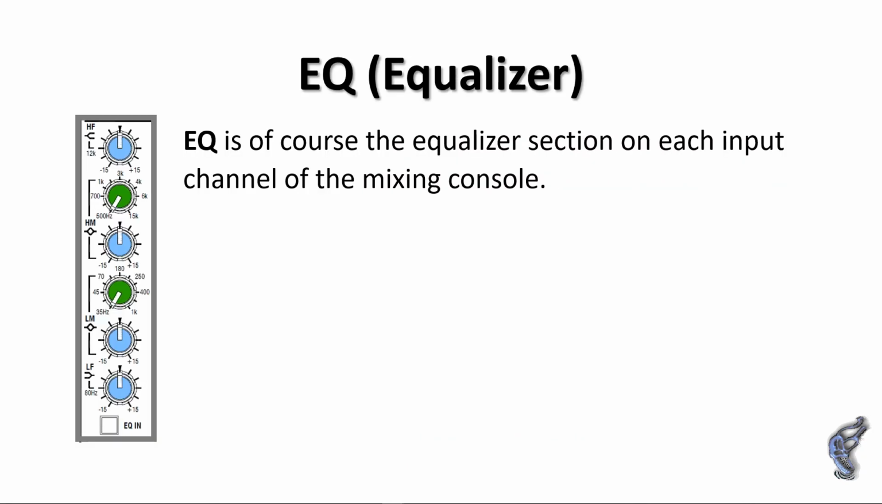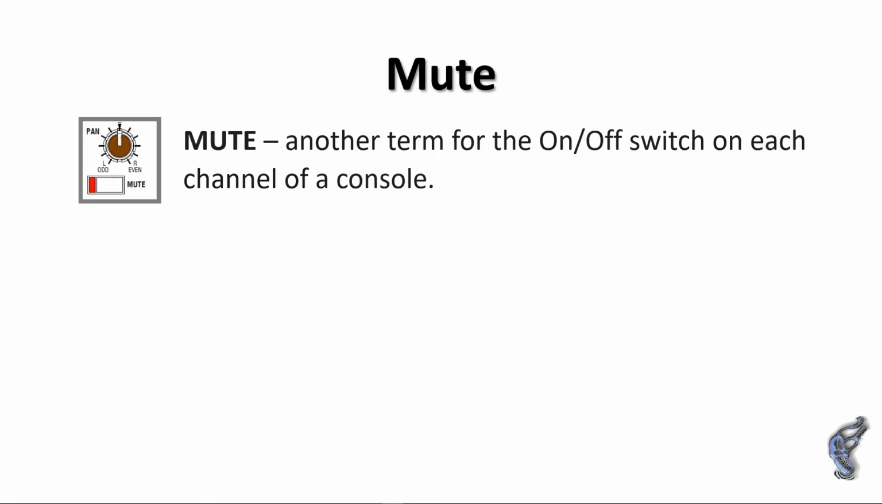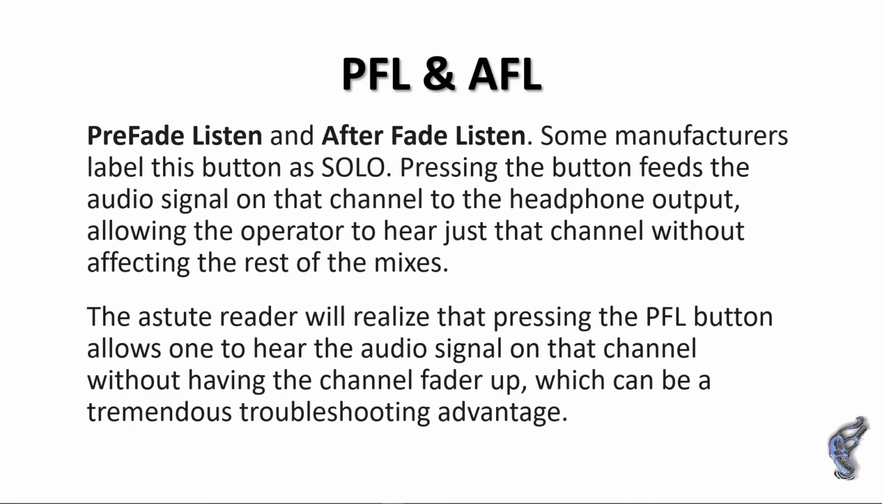EQ is, of course, the equalizer section on each input channel. Mute is another term for the on-off switch on each channel of a console. PFL and AFL stand for pre-fade listen and after-fade listen. Some manufacturers label this button as solo. Pressing the button feeds the audio signal on that channel to the headphone output, allowing the operator to hear just that channel without affecting the rest of the mixes. The astute reader will realize that pressing the PFL button allows one to hear the audio signal on that channel without having the channel fader up, which can be a tremendous troubleshooting advantage.